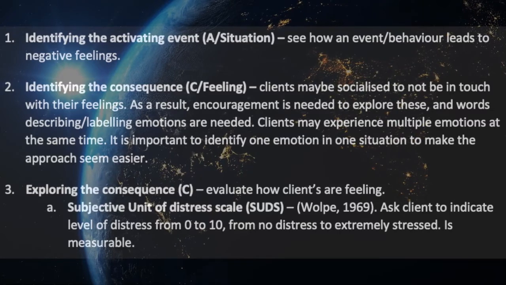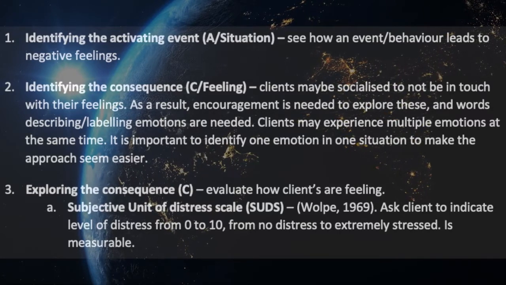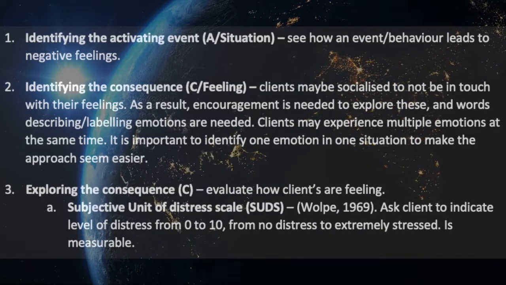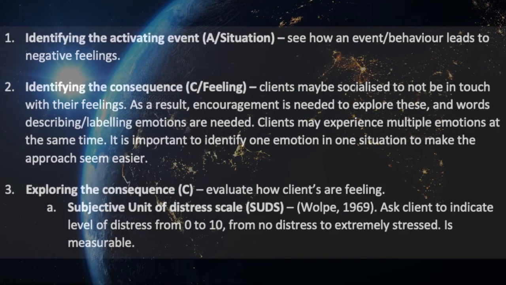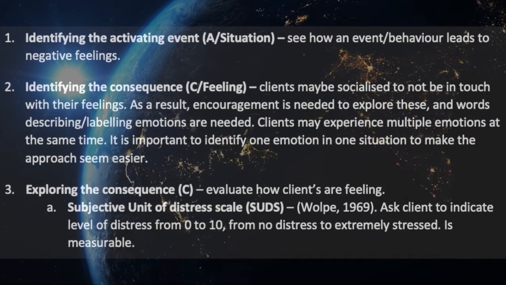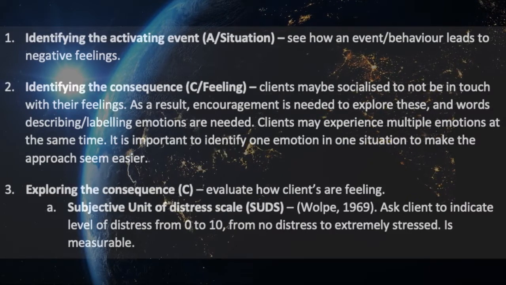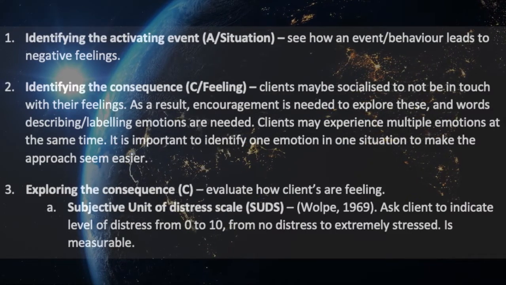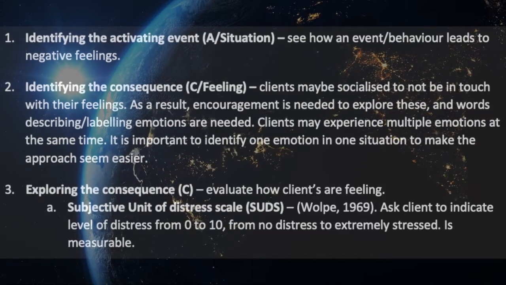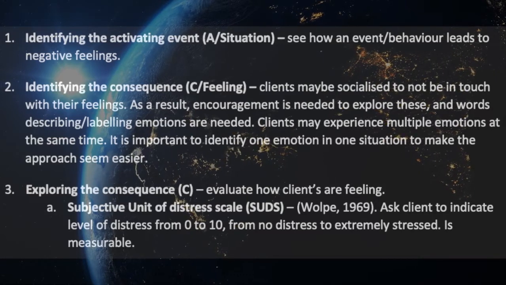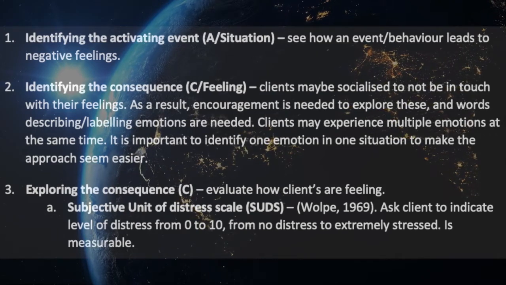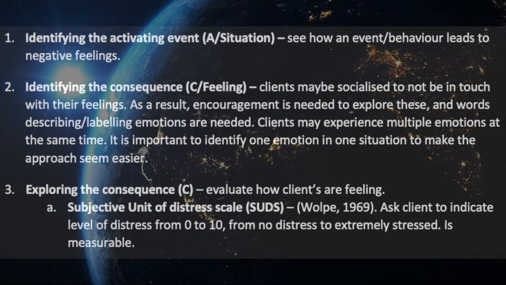Step 2 is to identify the consequence. That is the C, which is the feeling. Clients may be socialized to not be in touch with their feelings, or they just might not be aware about their feelings. As a result, it is encouraged to explore these further and to elaborate through words that describe and label emotions, which is really important in this specific step. Clients may experience multiple emotions at the same time. It is important to identify one emotion in one situation to make the approach seem easier.